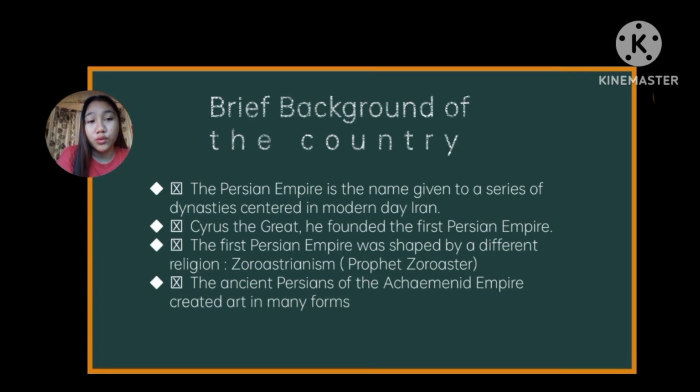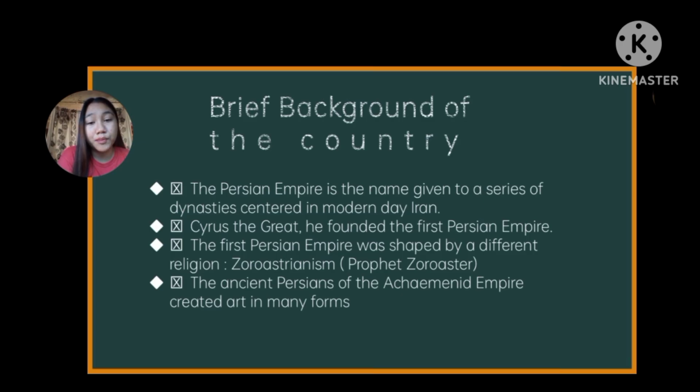Prophet Zoroaster is the founder of Zoroastrianism. The ancient Persians of the Achaemenid Empire created art in many forms. So, the Persian Empire refers to a series of dynasties originating in modern-day Iran, beginning with the Achaemenid Empire founded by Cyrus the Great.